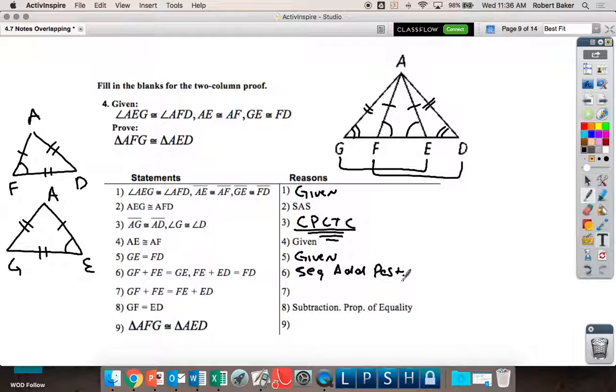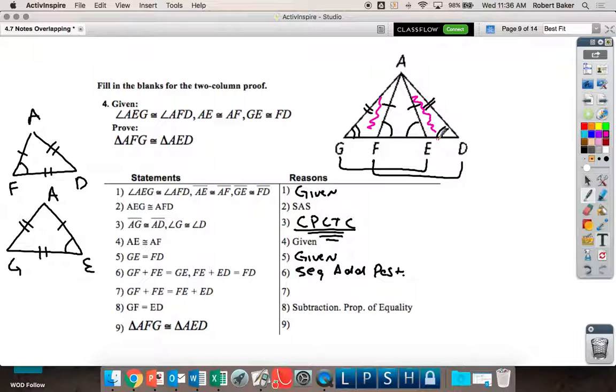Is anybody concerned why we're not proving AFG and AED are congruent right now? Do we have a way to prove this triangle and this triangle are congruent right now? No, because we only have side and angle. We have angle side side. That doesn't prove it. Right. So I must continue.